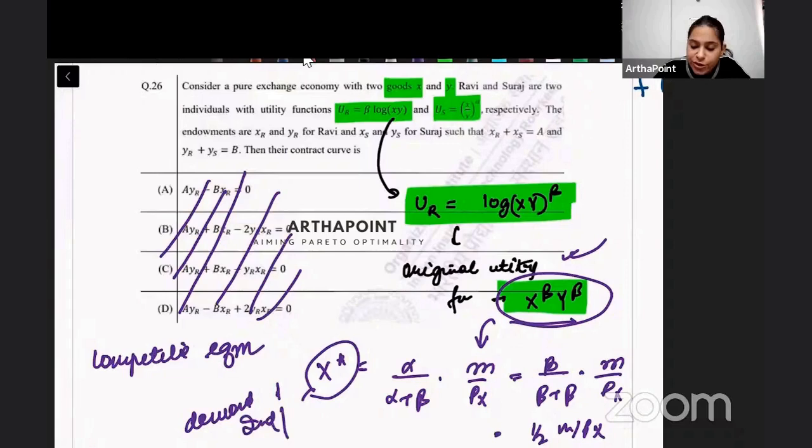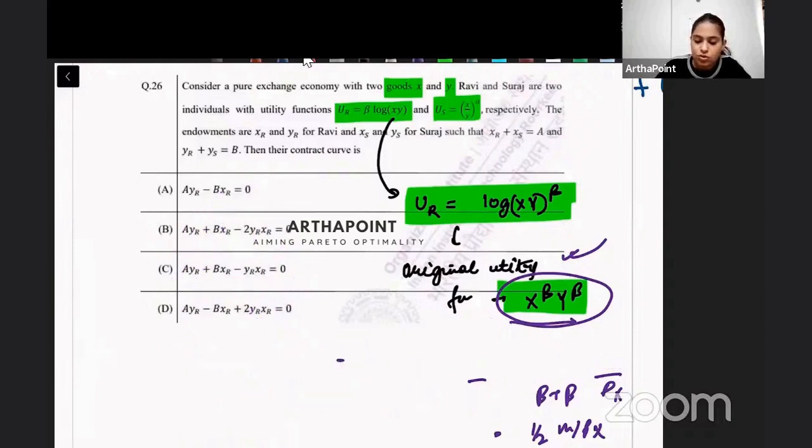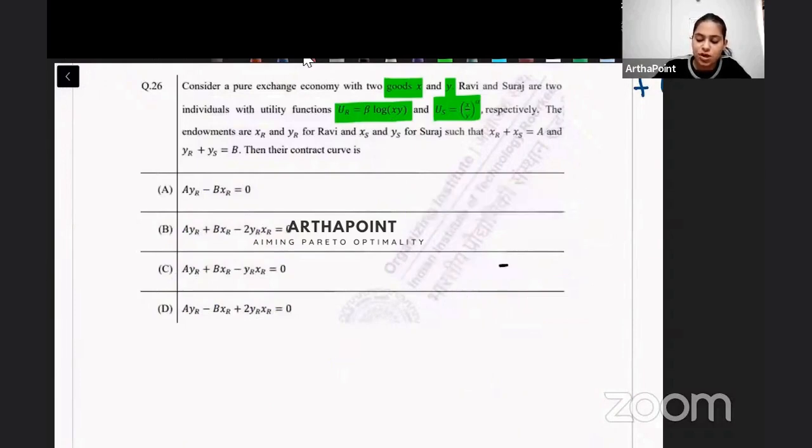Without solving, we would have known this. So you should be well thorough with monotonic transformations also. Okay, let's come back to the question. So you're given this utility function. Let me show you how to do it.